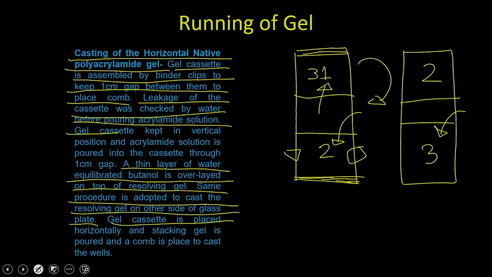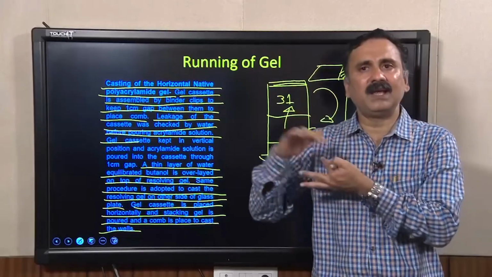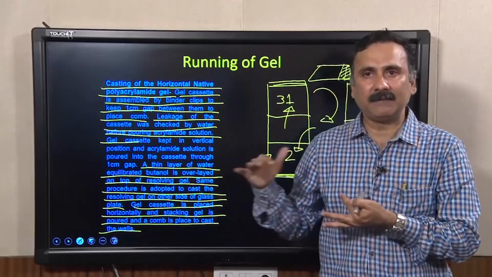The gel cassette is placed horizontally and the stacking gel is poured, and a comb is placed to cast the wells. Which means once all these things are done, you take the plate like this. So, this side is casted, this side is casted, then you pour the stacking gel in between and put a comb. If you put the comb, the well is going to be prepared just as it was prepared for the DNA.